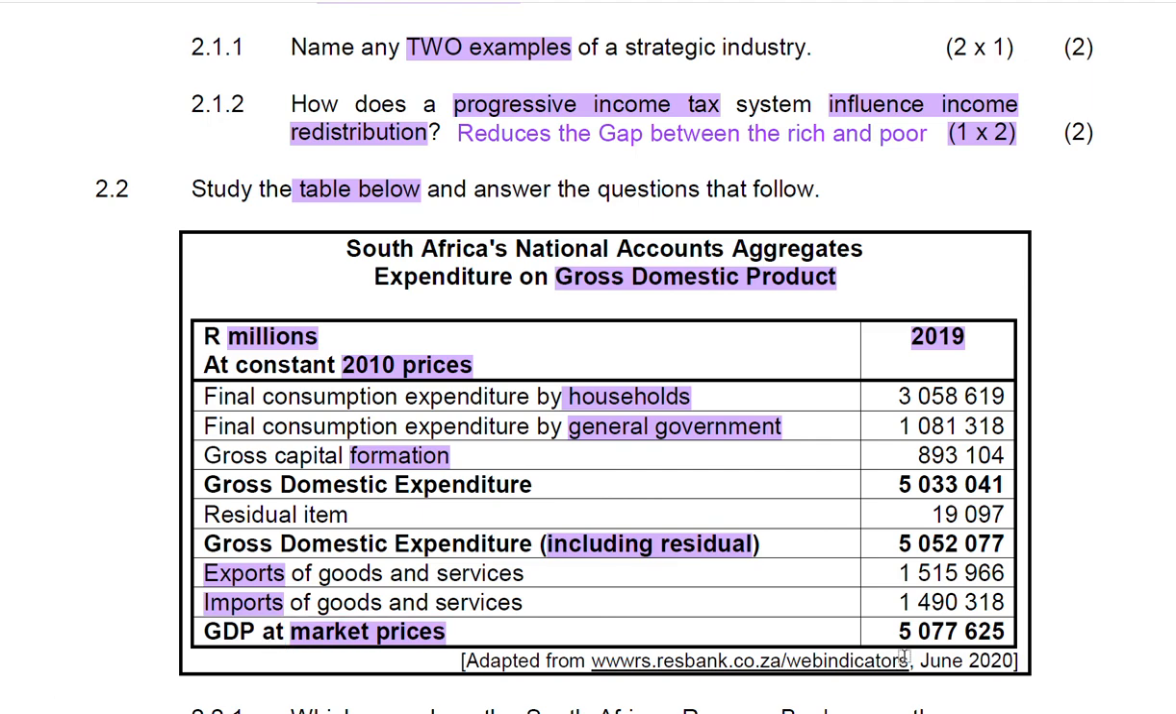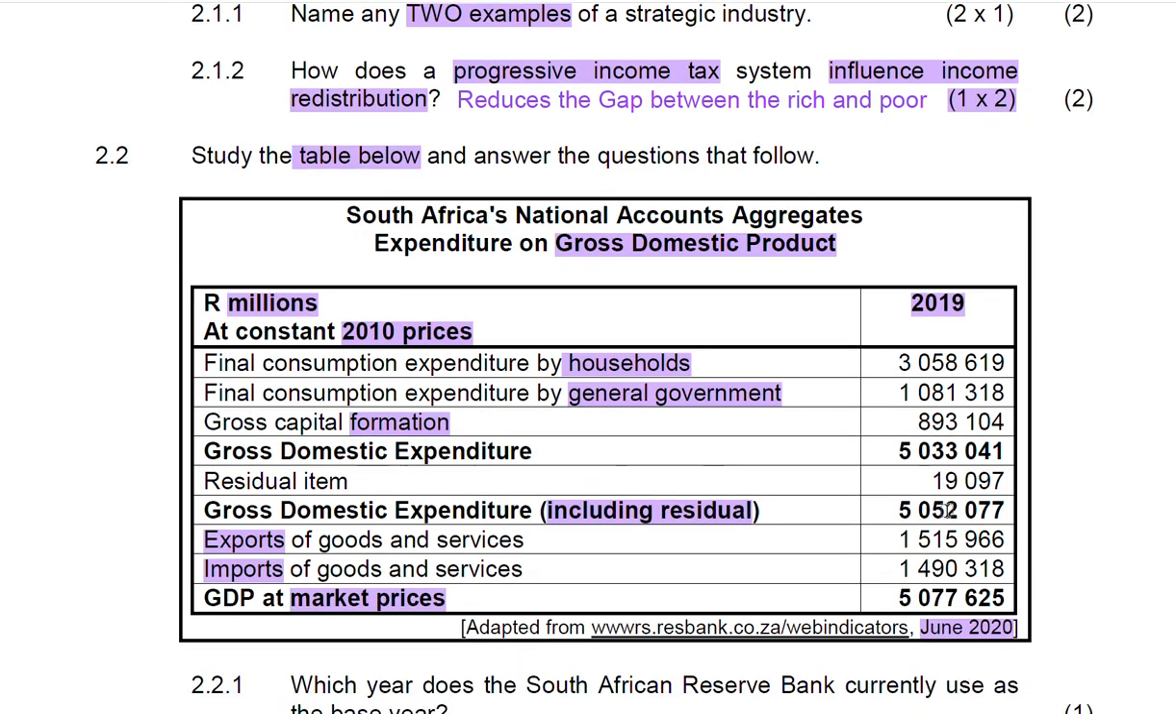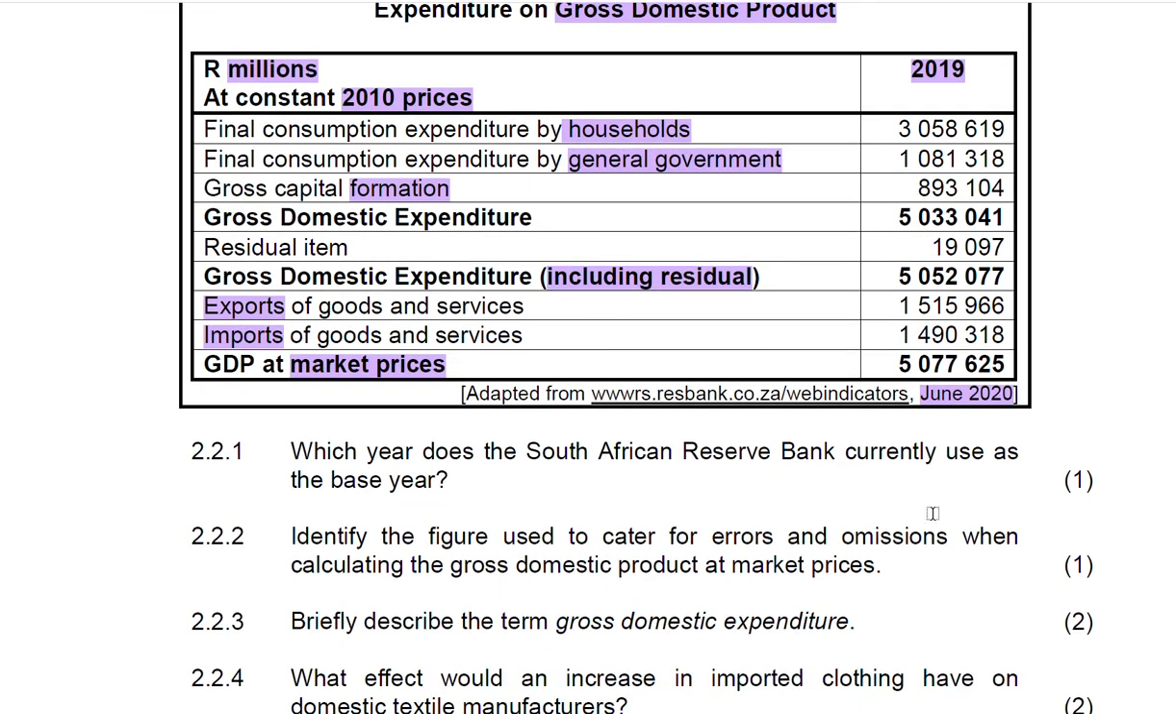So that is roughly 5.1 million. This was adapted from the Reserve Bank, resbank.co.za, or the Webby indicators, and that was for information that was available as of June 2020. Now that we have looked at the information presented to us for gross domestic product on the national accounts aggregate, now you need to look at the question that we have.